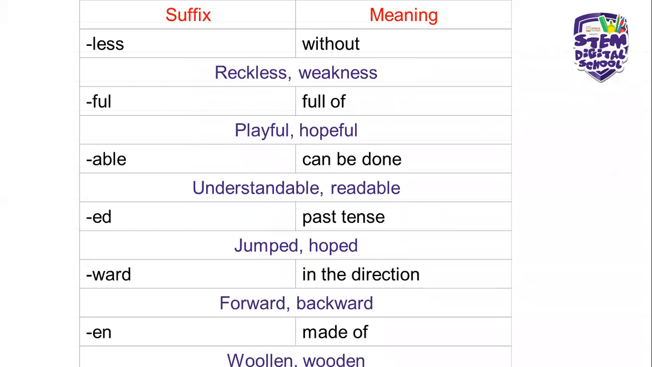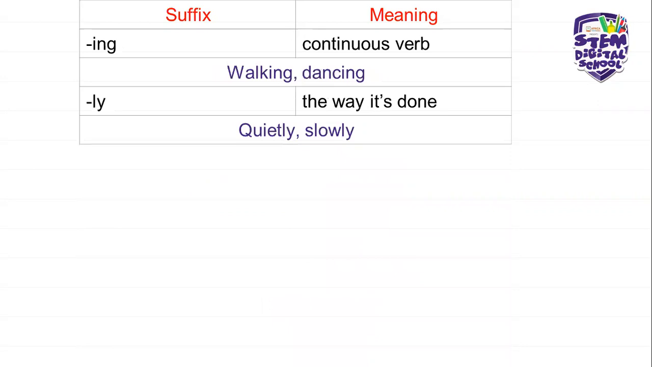Sadly, past, stolen. Okay, now here's another suffix we use a lot. The ing, which changes your root word to a continuous verb, like walking, dancing, singing. That one we also use a lot.